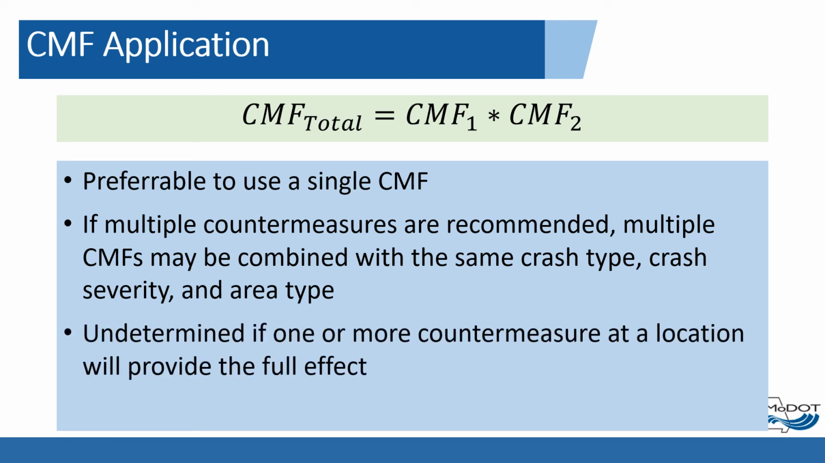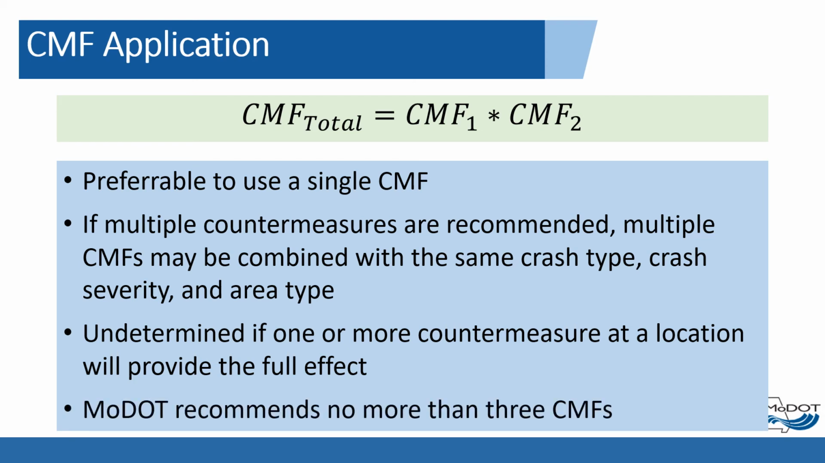While multiplication of CMFs is an acceptable practice, it is undetermined if implementation of more than one countermeasure at a location will provide the full effect of crash reductions compared to countermeasures implemented individually. This overestimation of crash reductions grows more uncertain with the addition of more countermeasures at a given location. As a result, judgment should be applied when multiple countermeasures are proposed, and MoDOT recommends capping the number of CMFs that are used to a maximum of 3.